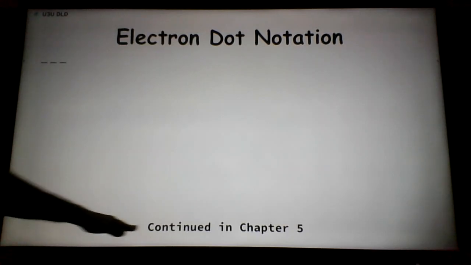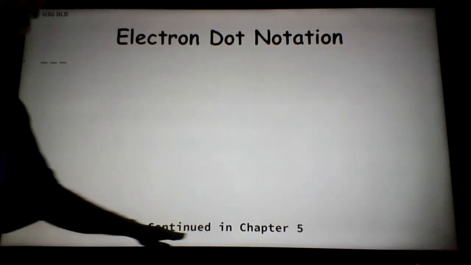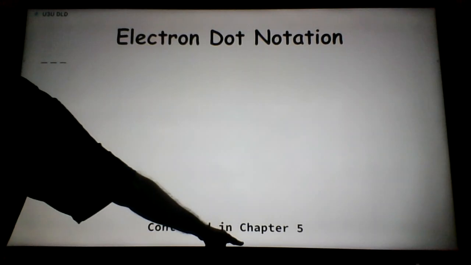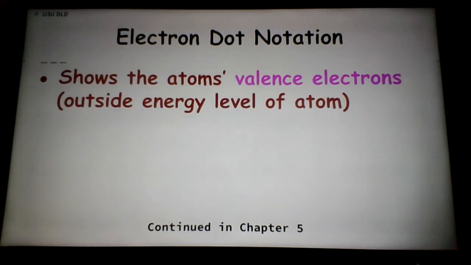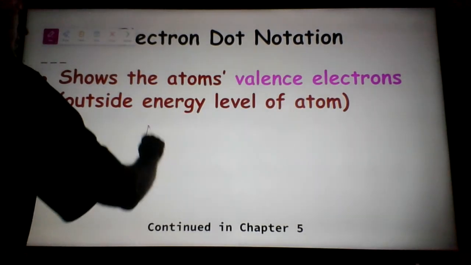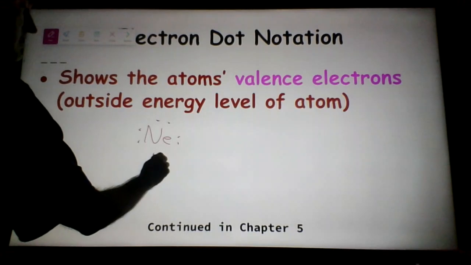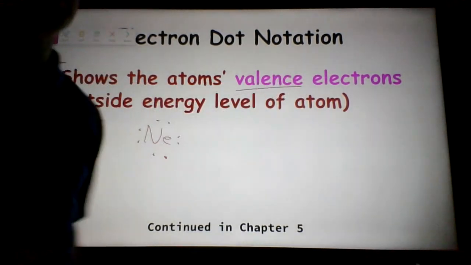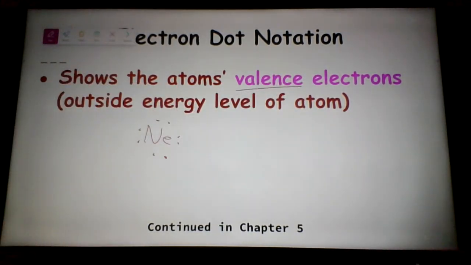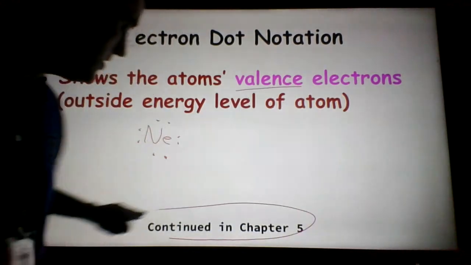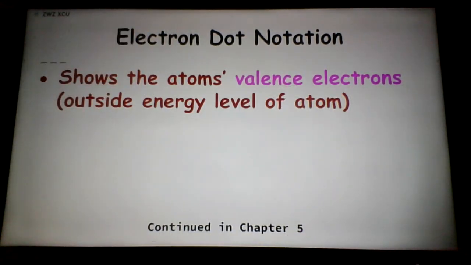All right, we're going to just see what this is. This is our last page, and we'll continue talking about electron dot notation a lot more in chapter 5, but it's right near the end of 4. Dot notation I've kind of drawn a little bit already. This shows the atom's valence electrons, the outside energy level of an atom. Remember how just a little while ago I was doing stuff like this, neon, and putting the 8 dots around. That's electron dot notation showing those valence electrons on the outside energy level.